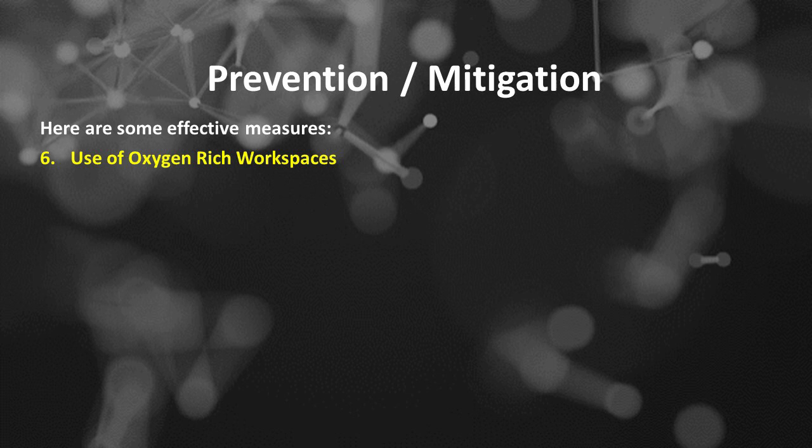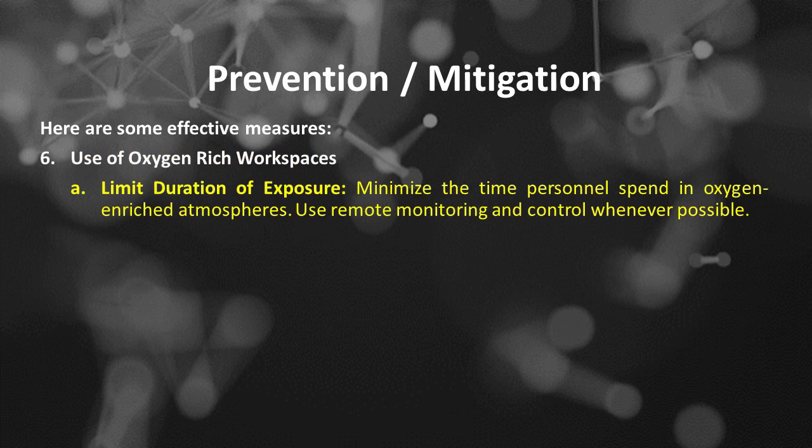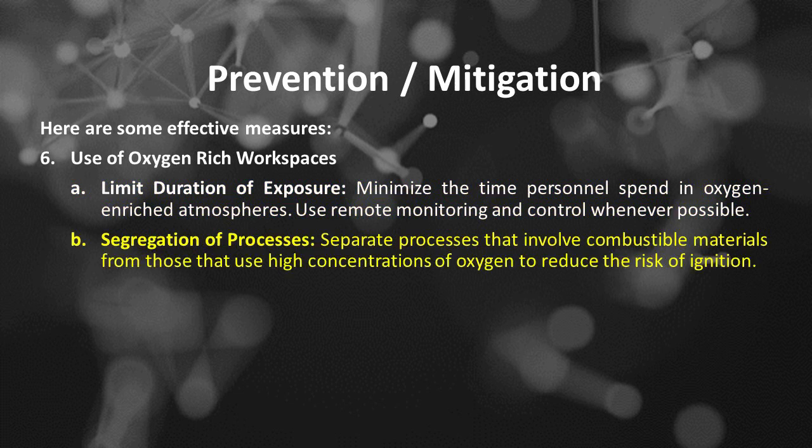Number 6 of prevention and mitigation effective measures is use of oxygen-rich workspaces, includes. Number A, of use of oxygen-rich workspaces is limit duration of exposure, minimize the time personnel spend in oxygen-enriched atmospheres. Use remote monitoring and control whenever possible. Number B, of use of oxygen-rich workspaces is segregation of processes, separate processes that involve combustible materials from those that use high concentrations of oxygen to reduce the risk of ignition.